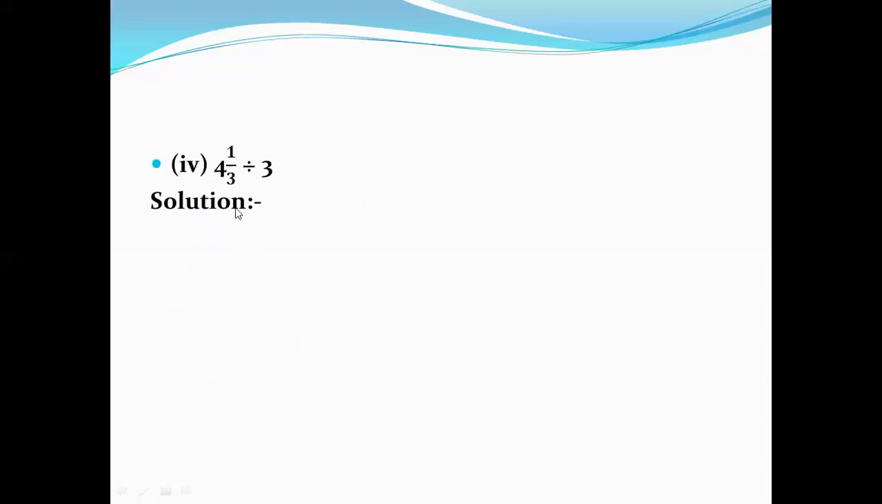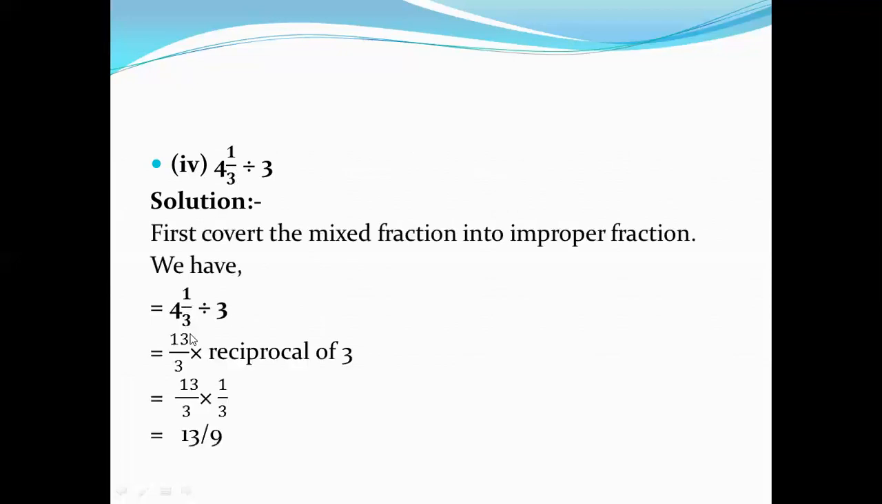Fourth bit. Here you see a mixed fraction divided by a whole number. No problem. We will change this mixed fraction into an improper fraction. 3 4s are 12. 12 plus 1, 13. So 13 by 3. At the same time we will change this division symbol into multiplication, with the reciprocal of 3. What is the reciprocal of 3? 1 by 3. Can you reduce it? No. 13 ones are 13, 3 3s are 9. So the answer is 13 by 9. Now we will move to the next problem.